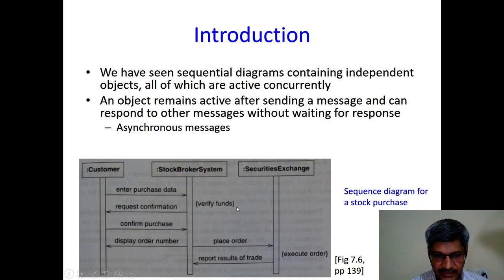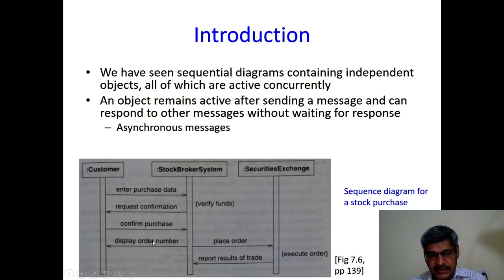Once it verifies that everything is okay, we send the confirm purchase. So the customer object will send the confirm purchase. Based on that, the stock broker system will place an order to the securities exchange, and it will also display the order number. So the concurrent objects, like we have seen in this example, will execute the order and then report the results of the trade.